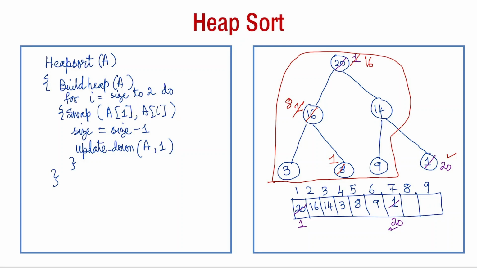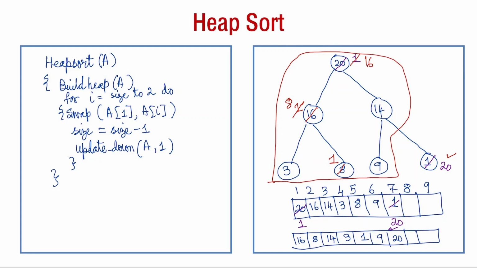So now once I have done this, and I have obtained, after doing this, my heap property is maintained like this. 20 is at the last value, and after the first round iteration is done, this becomes 16, this becomes 8, this is 14, this is 3, this is 1, this is 9. And in the next round, 16 will be replaced by 9, and the heap property will continue.